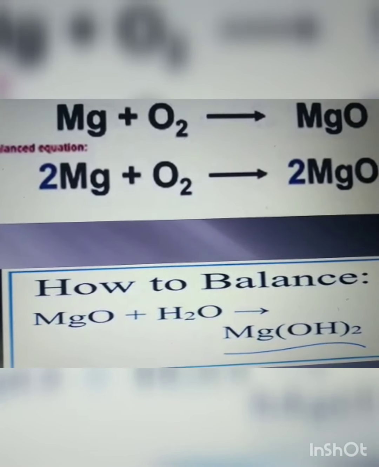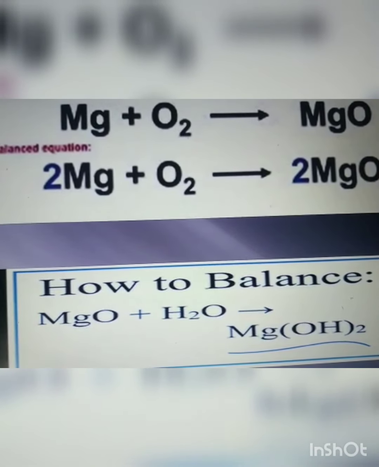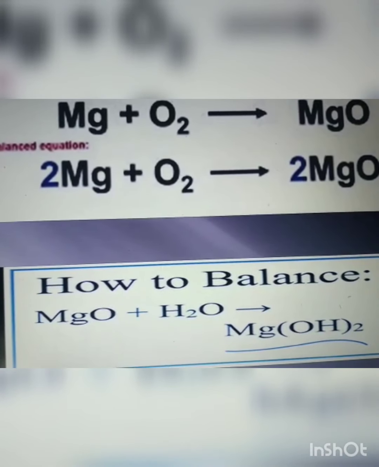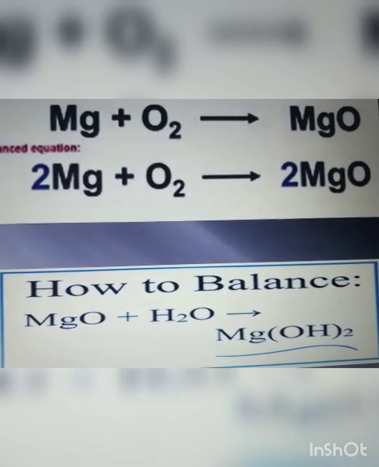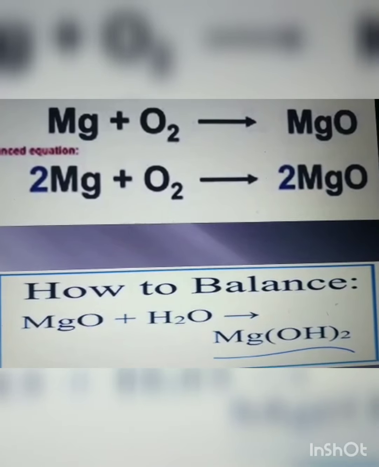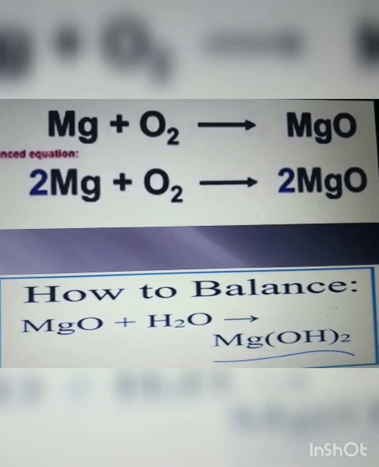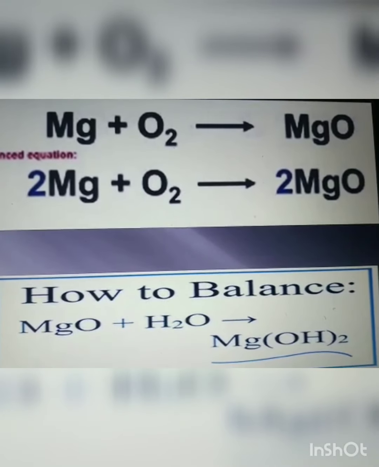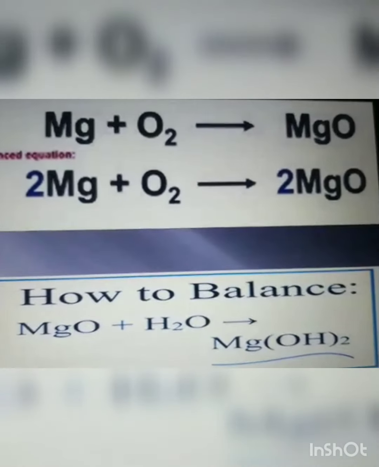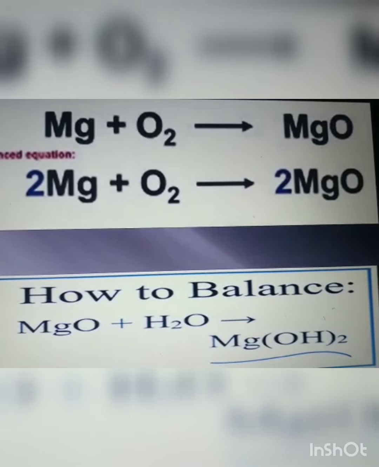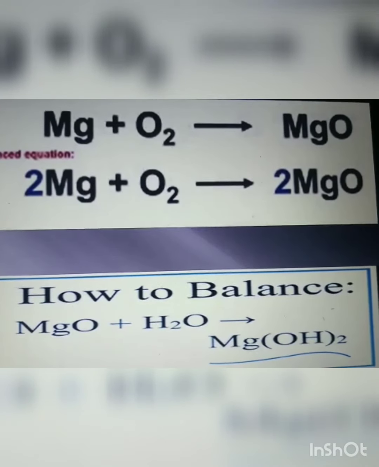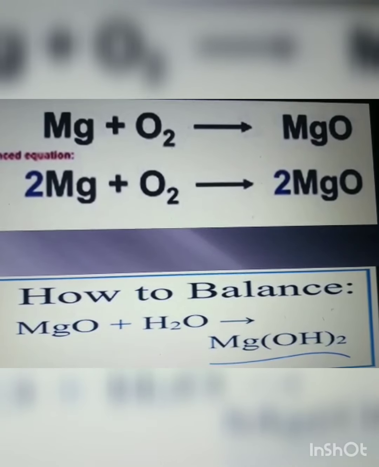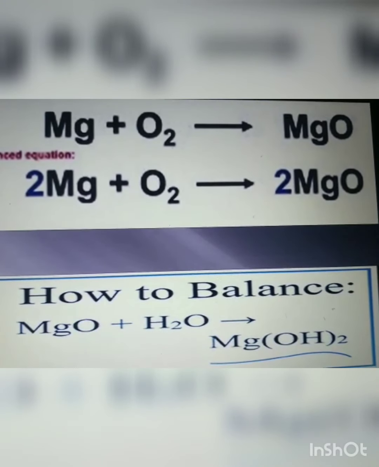Now, the number of atoms in the product side, or we can say the right hand side. Before that, first we will look at which compound will form when magnesium oxide reacts with water. It gives magnesium hydroxide. Okay. Now what is the formula of magnesium hydroxide? So Mg(OH) whole twice.